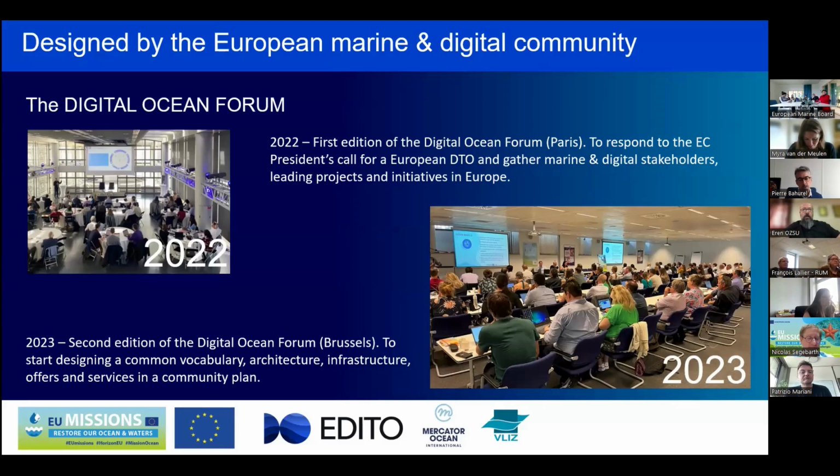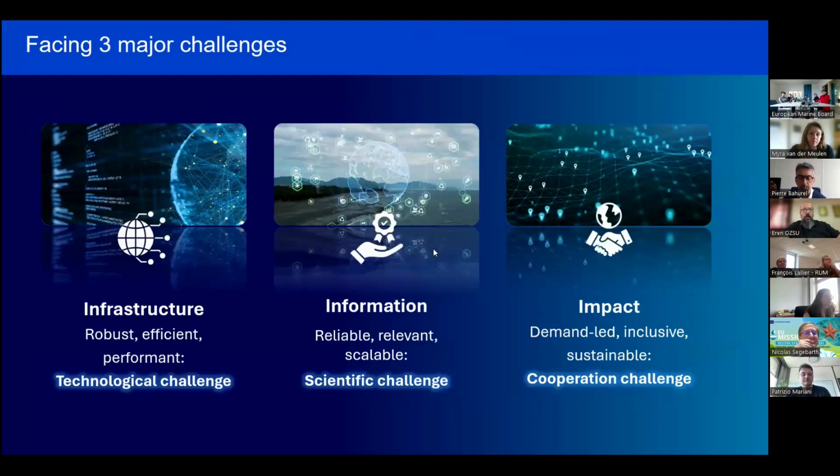The second one, last year, is something I like a lot about the outcome of this second Digital Ocean Forum: a common vocabulary, architecture, infrastructures, and how to define the service offer of this digital twin ocean. This is really something interesting to keep in mind when we talk about this digital twin ocean.